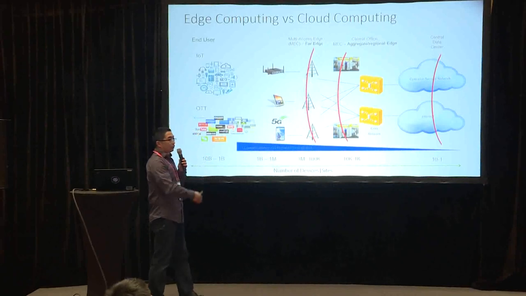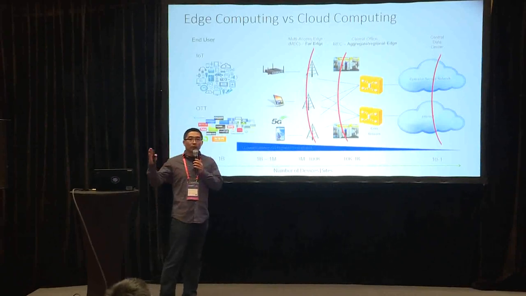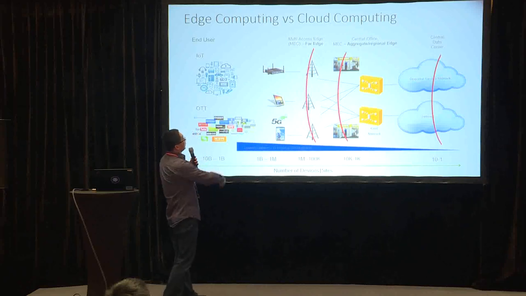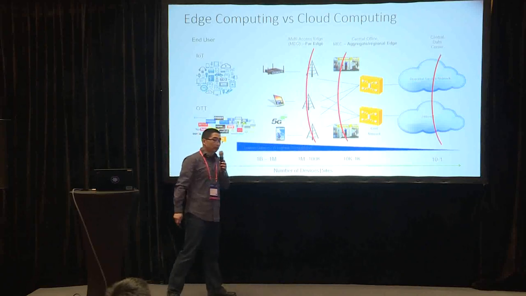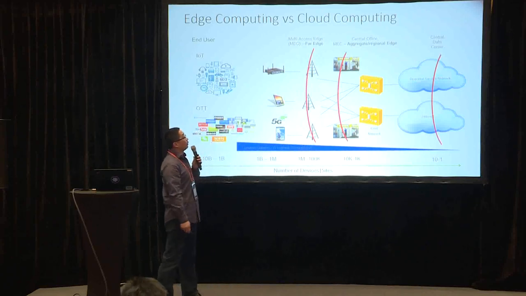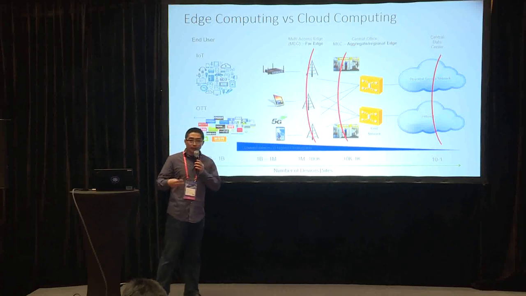But for edge computing, basically we move the computational power from the data center to the edge side. In this diagram, it's in the far-end edge or the edge aggregator.